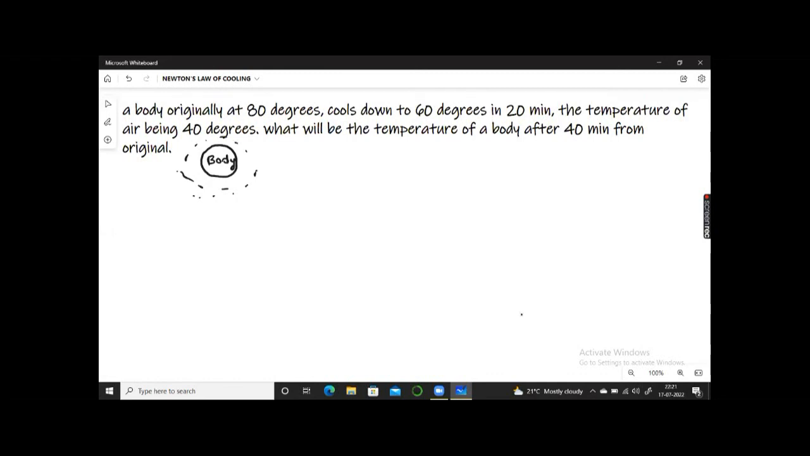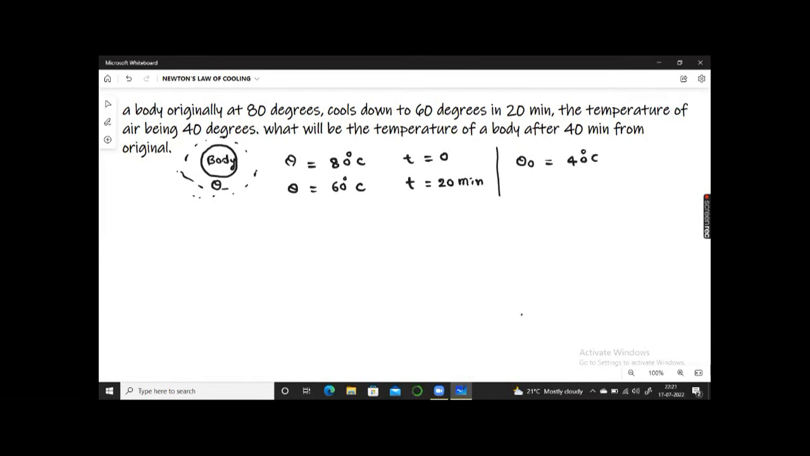So body temperature I represent with theta, as we have seen in theory. So body temperature originally at how much? Theta is equal to 80 degrees centigrade. It means at a time t is equal to 0. Cools down to 60 degrees in 20 minutes, means theta becomes 60 degrees after 20 minutes. Now, the temperature of air being 40 degrees, it means theta naught, the surrounding temperature, the ambient temperature. Theta naught is equal to 40 degrees.